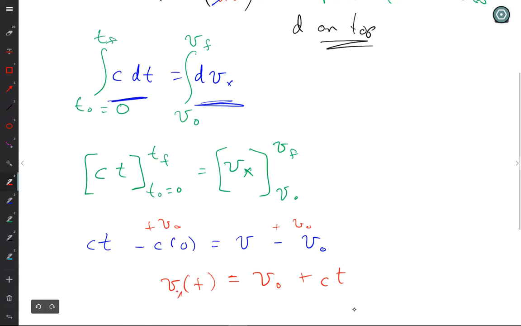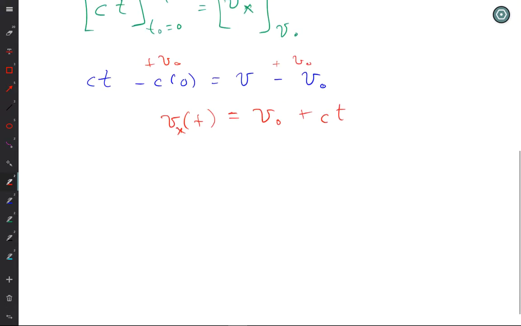I'll go ahead and put a subscript x there because it was in the x direction, because I started with acceleration in the x direction. Now that I found the speed as a function of time, I can go one step further and find the position as a function of time. So I've gone through one step. Let's turn it to you as one big group.